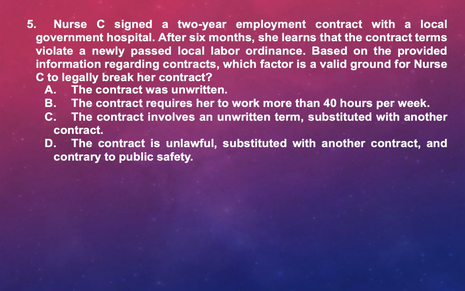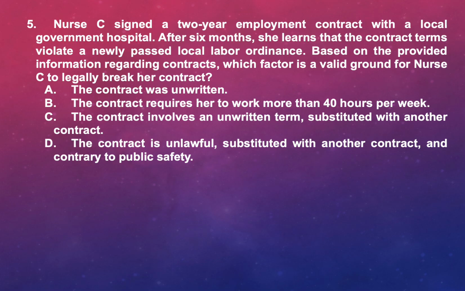Based on the provided information regarding contracts, which factor is a valid ground for Nurse C to legally break her contract? A. The contract was unwritten. B. The contract requires her to work more than 40 hours per week. Letter C. The contract involves an unwritten term substituted with another contract. Or D, the contract is unlawful, substituted with another contract and contrary to public safety.